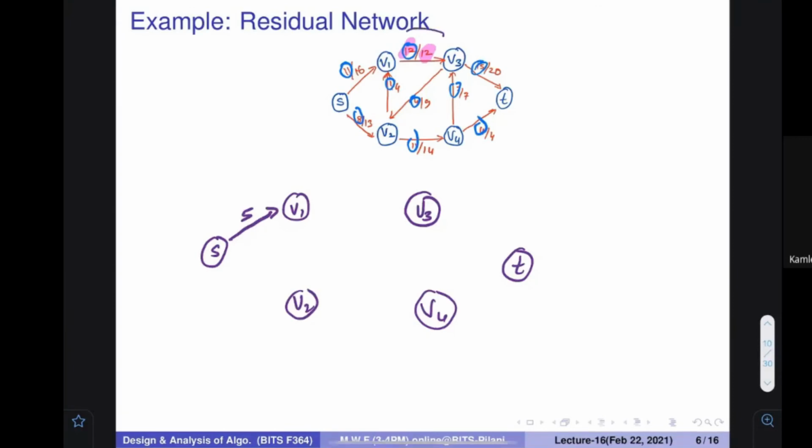Okay. 12, how much is it? 0, no need to plot it. हटा दो. How much is it? 15, 20. How much is it? 15, 20. How much is it? 5. How much is it? 5.